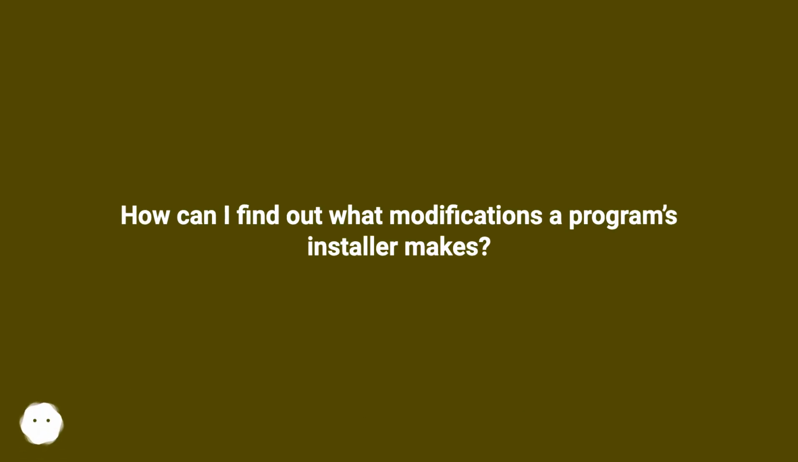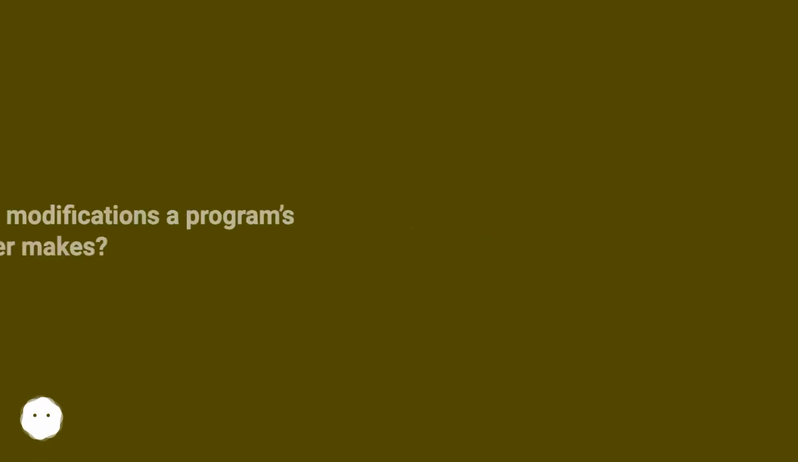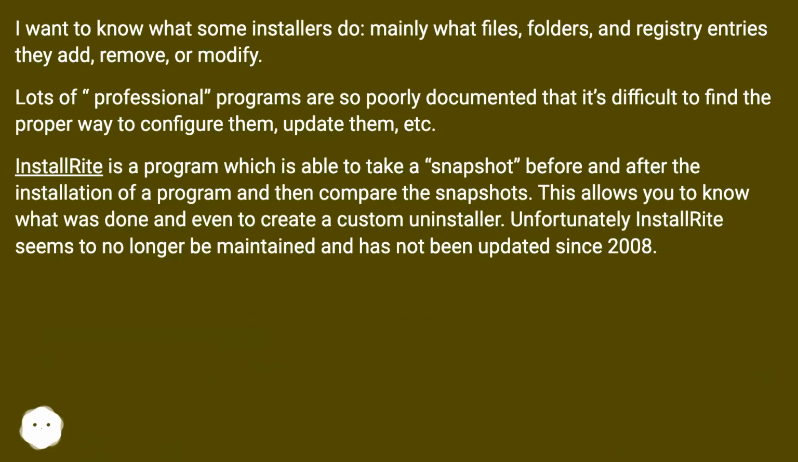How can I find out what modifications a program's installer makes? I want to know what some installers do. Mainly what files, folders, and registry entries they add, remove, or modify.